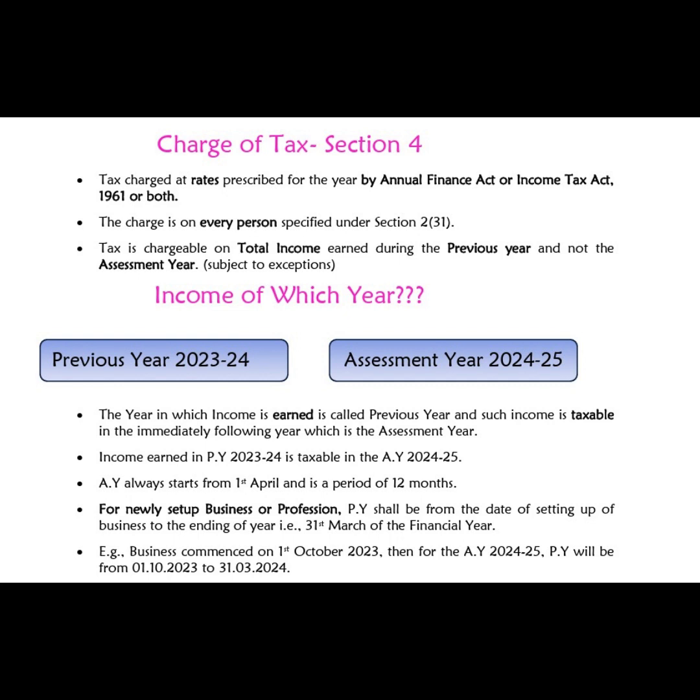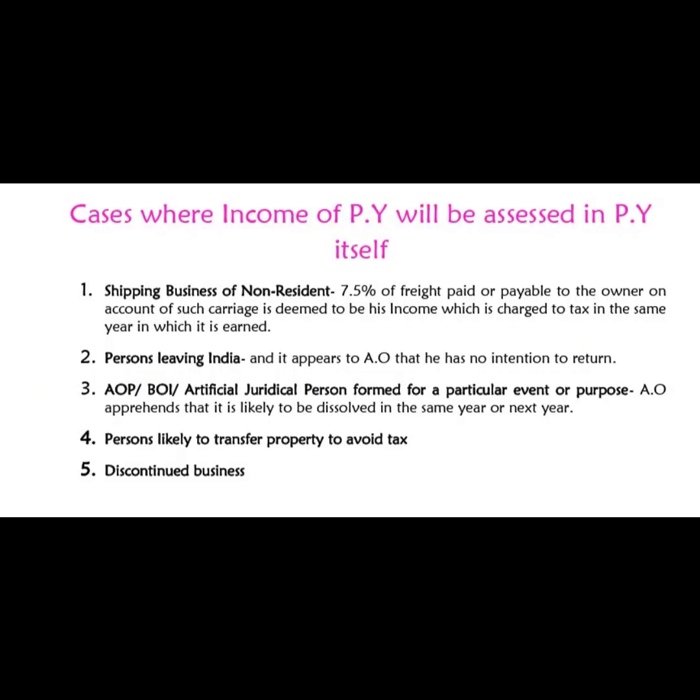So guys, we have discussed a general rule in section 4, that is, the total income earned during the previous year is chargeable to tax. But there are a few exceptional cases to this statement. There are cases where income of the previous year will be assessed in the previous year itself. That is, in case number 1, shipping business of a non-resident.